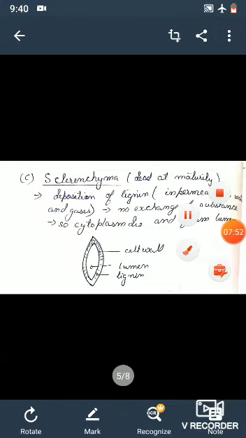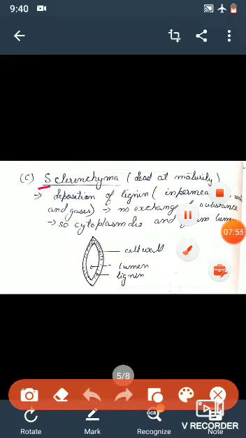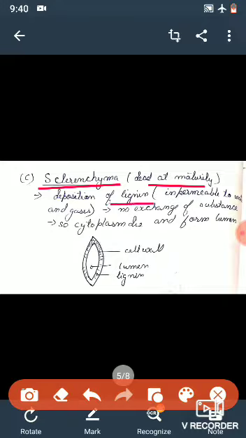Next is the sclerenchyma, a simple permanent tissue. The cells are dead at maturity, meaning there is deposition of lignin all over the wall of the sclerenchyma. Because of this deposition, the cells become impermeable to water and gases, as no exchange of substances can take place.